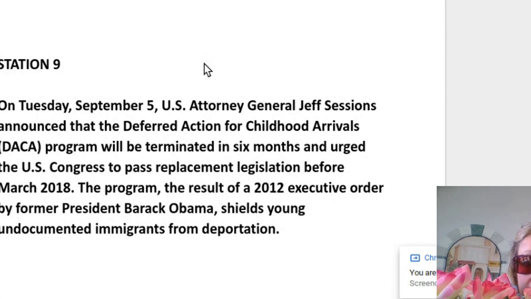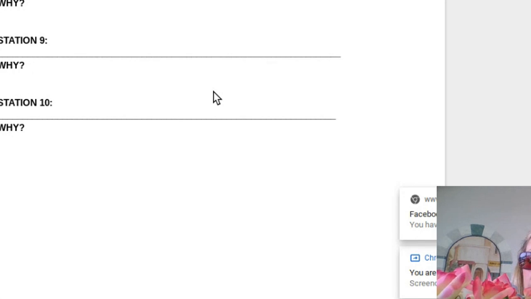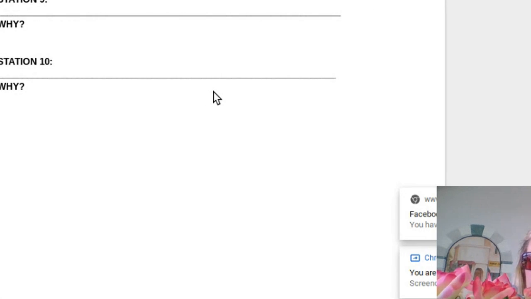Station number 9 says, on Tuesday, September 5th, U.S. Attorney General. Okay, I've got facts. So could this be a journal? Could this be a diary? But wait a second. Station 9, you don't meet the list. All right, we're at the end. Station number 10, let's go.